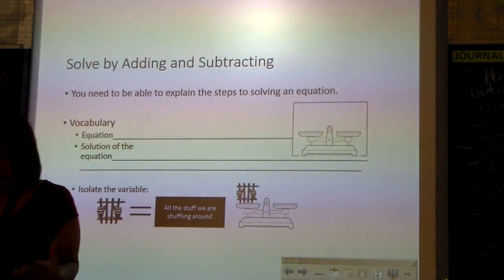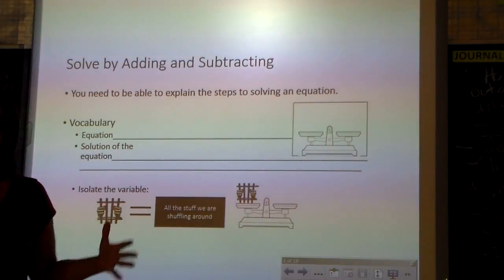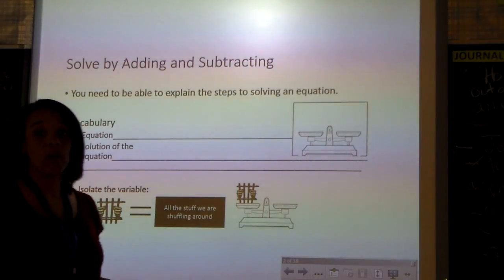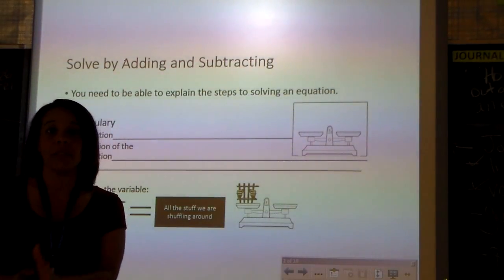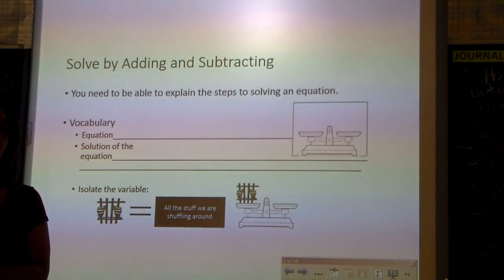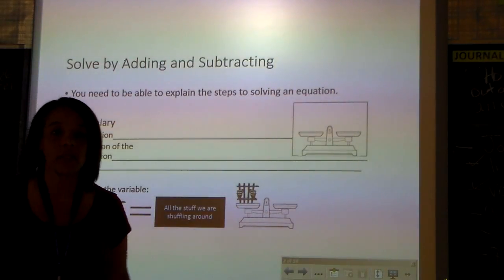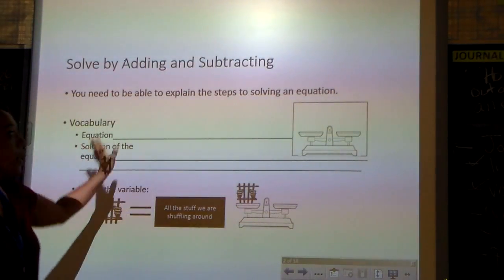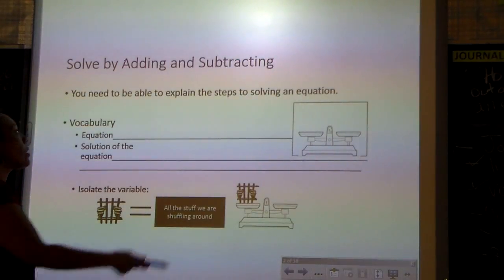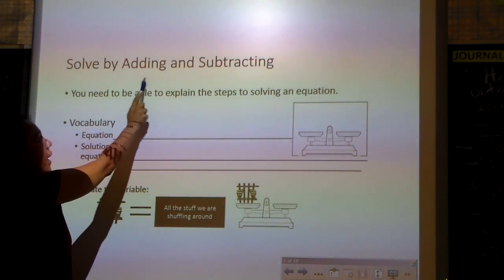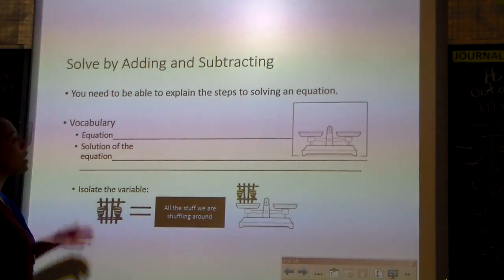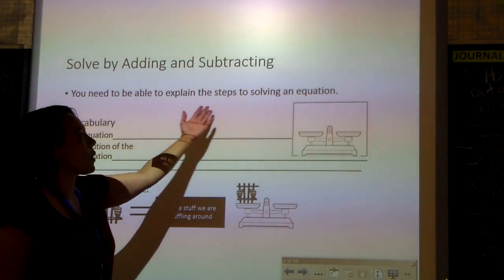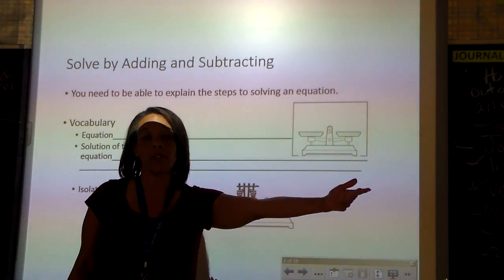So in today's lesson, we're looking at keys to solving very simple equations. If you can master this part of the lesson, you can master almost any equation that's given to you in the future. You have your papers to follow along, and we're starting on this first page that says solve by adding and subtracting. You need to be able to explain the steps to solving an equation.